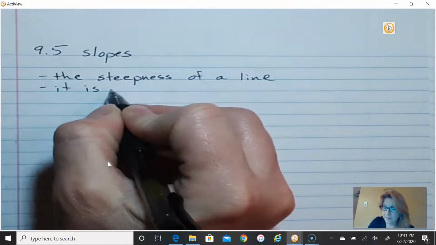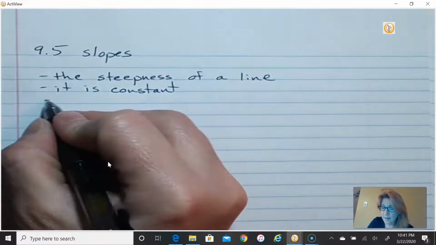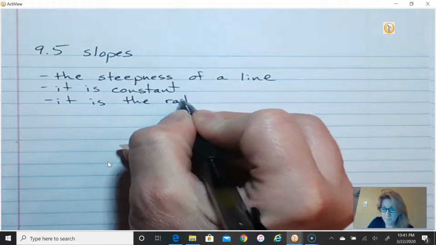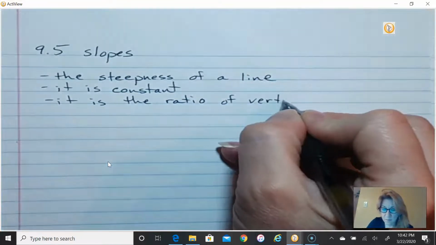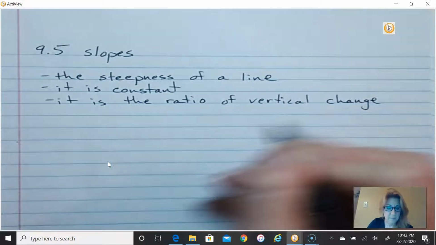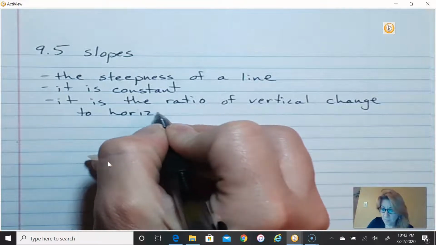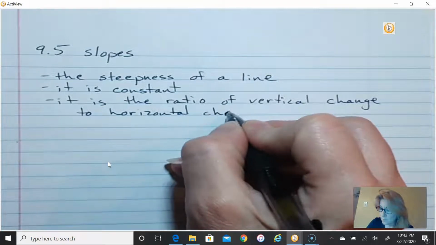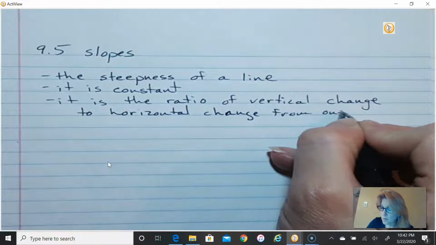It is constant, and it is the ratio of vertical change to horizontal change from one point to another.